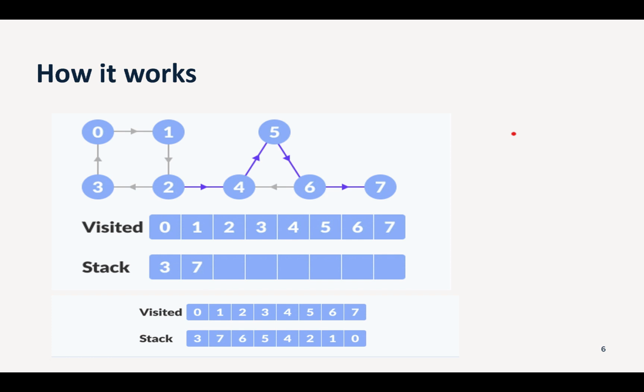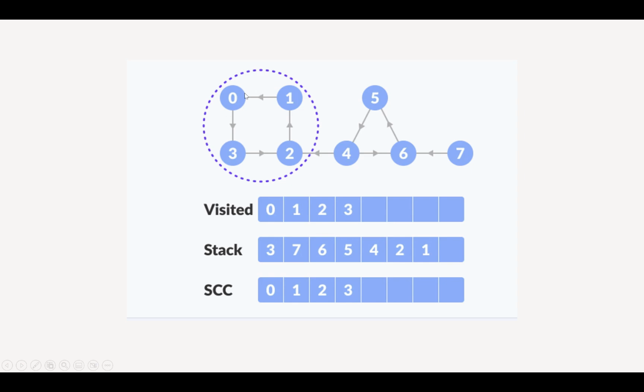Once the first depth first search is done, we then reverse the graph. So instead of 0 pointing to 1, now 1 points to 0. So how do we find the strongly connected components? First, we pop a number out of the stack, and the first number popped out is 0. From 0, we look at the child. We go to 3, then 2, and then 1, and it goes back to 0. So the visited nodes are 0, 1, 2, 3, and this forms our first strongly connected component.